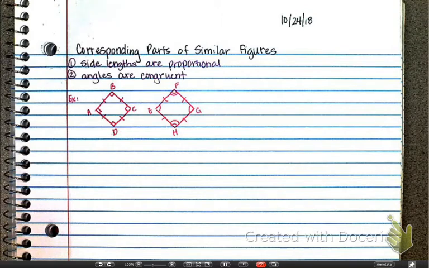What can you tell me about the side lengths? Someone tell me something they know about the side lengths of figure ABCD and EFGH. What do you know about the side lengths of these two figures? Let's start here. What do you know about the side lengths of figure ABCD? They're all equal. How do you know they're all equal?